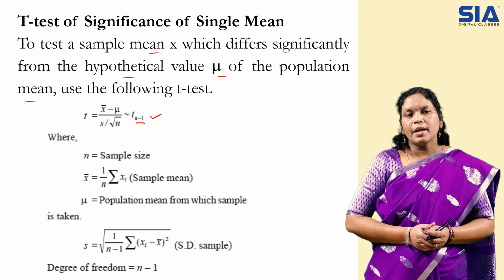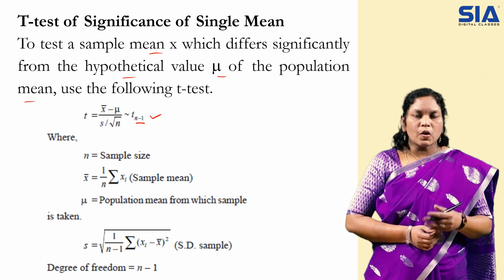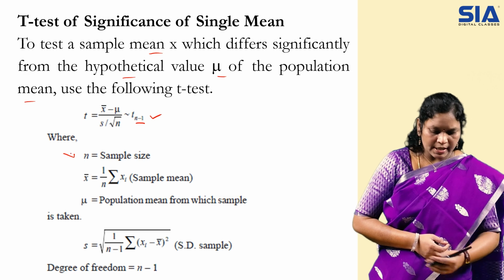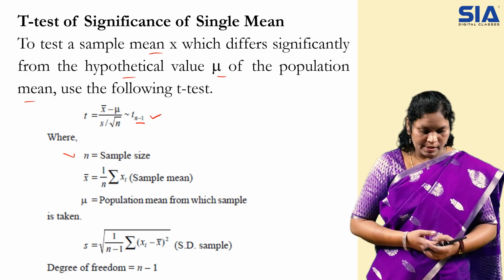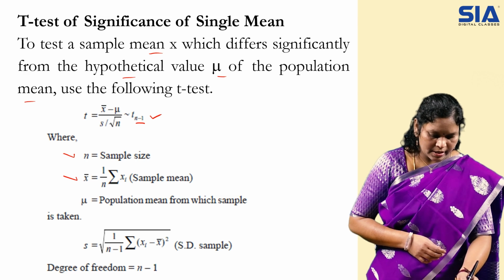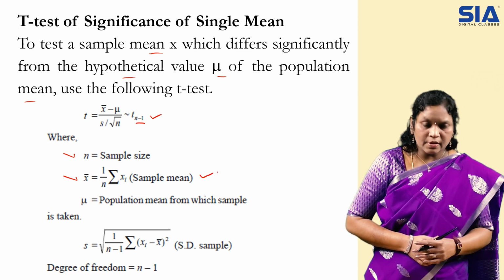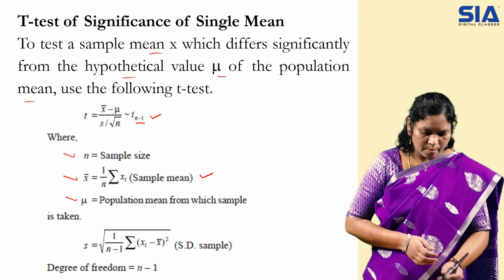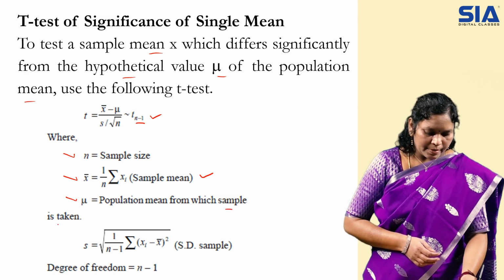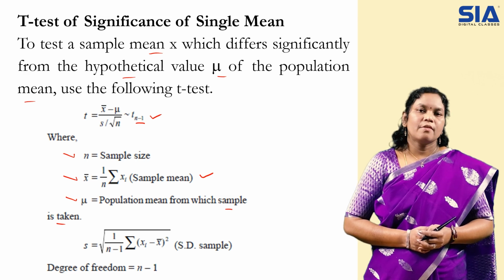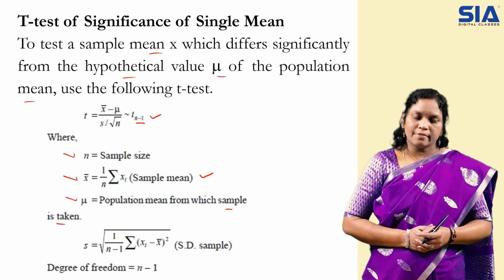Now let us check how we obtain x bar and the other quantities, and what they are. Here n is the sample size. x bar is the sample mean, with the formula 1 by n summation xi. Next, mu is the population mean, the population mean for which the sample is taken. These are all values we obtain from the given question.